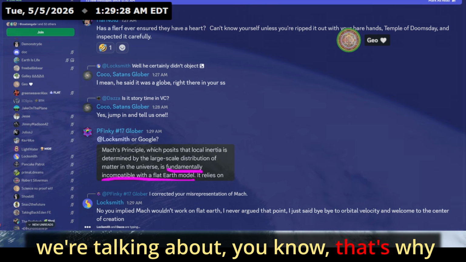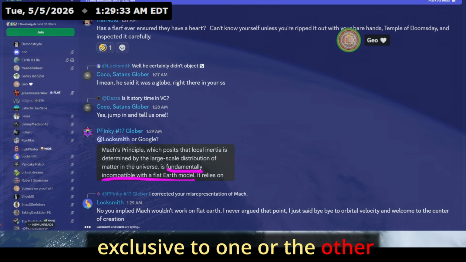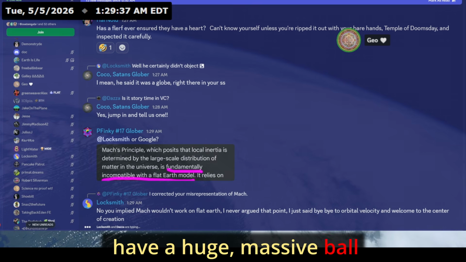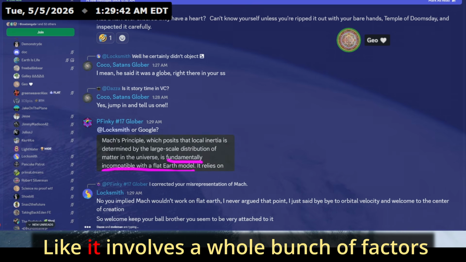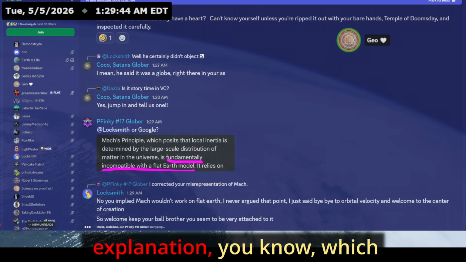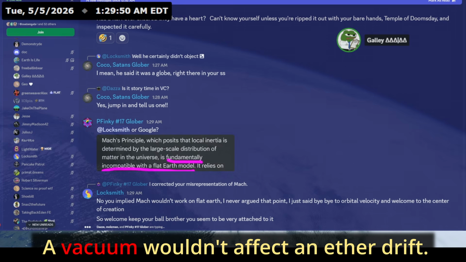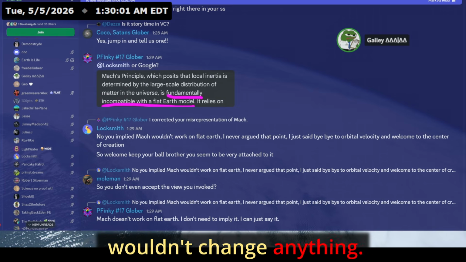That's why I think Gally was saying last time that it's not exclusive to one or the other. Because the mechanism saying it's the globe, now you have to have a huge, massive ball, and then something to make it suspended, and then an atmosphere clinging to it. It involves a whole bunch of factors for it to be that explanation. A vacuum wouldn't affect an ether drift, so neither is exclusive. Even if you put it in a vacuum, it wouldn't change anything.